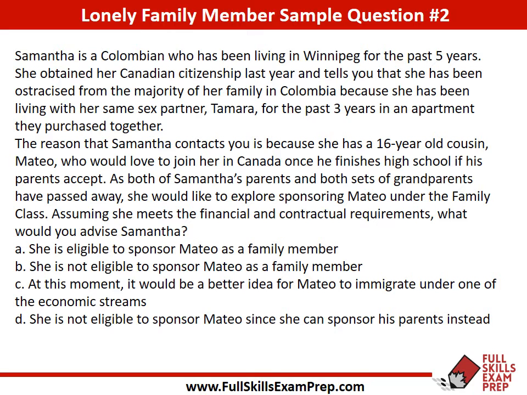A. She is eligible to sponsor Mateo as a family member. B. She is not eligible to sponsor Mateo as a family member. C. At this moment, it would be a better idea for Mateo to immigrate under one of the economic streams. D. She is not eligible to sponsor Mateo since she can sponsor his parents instead.